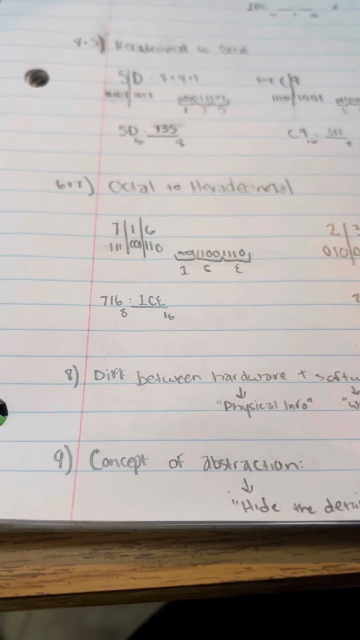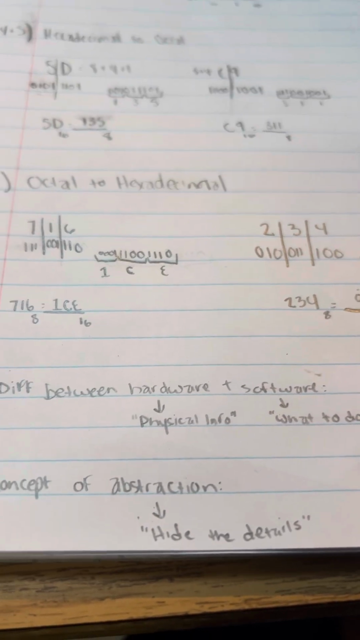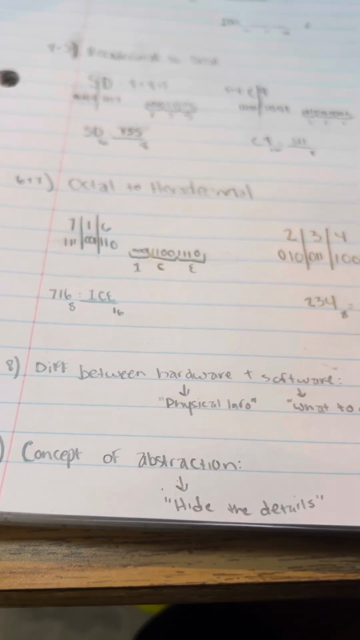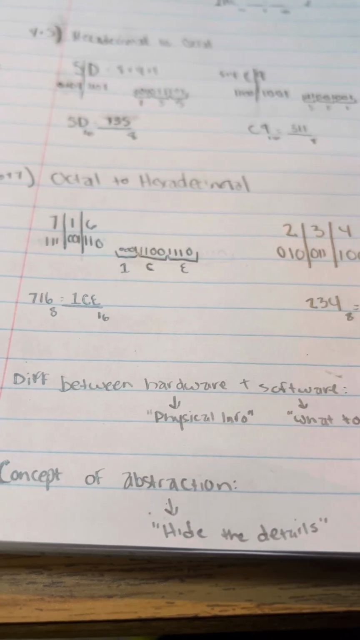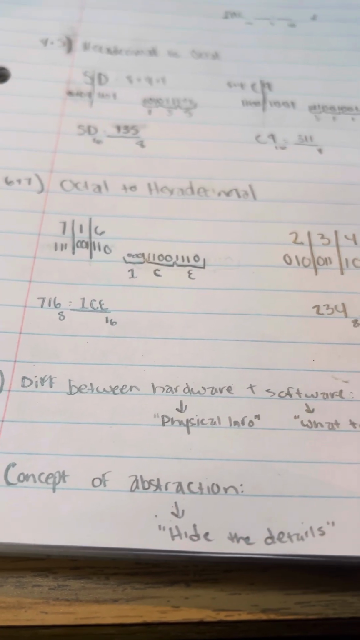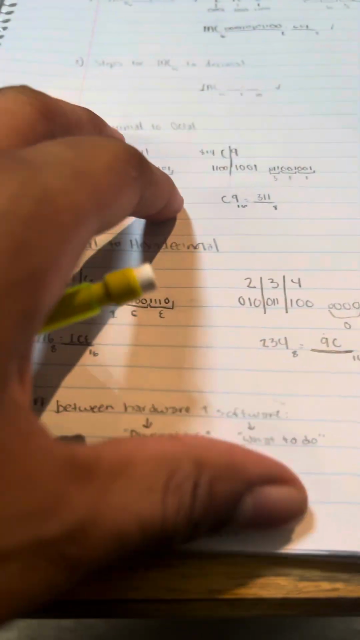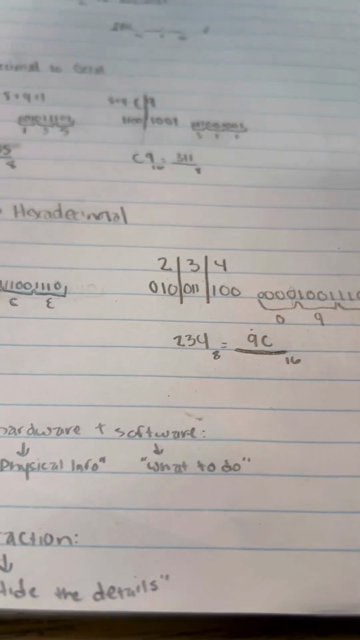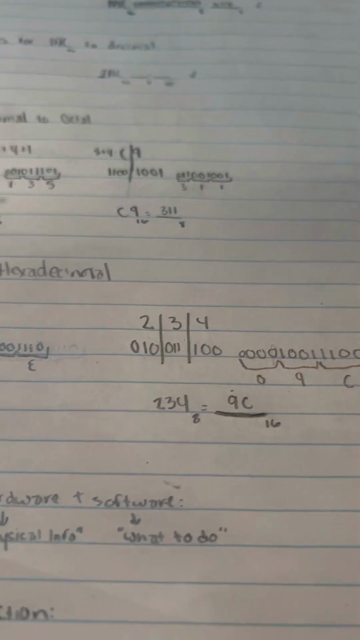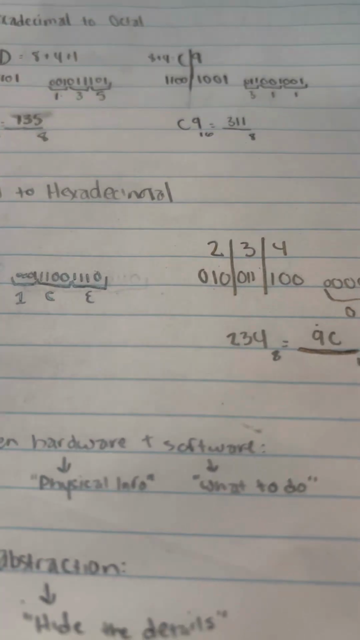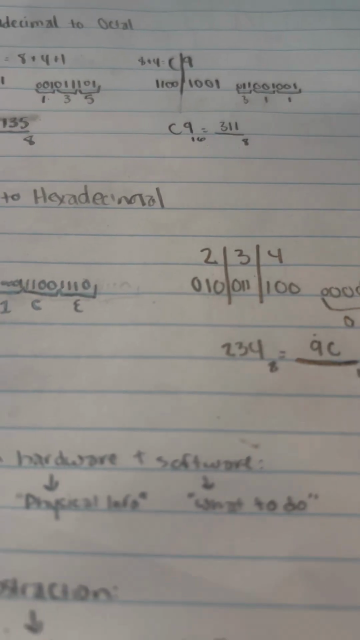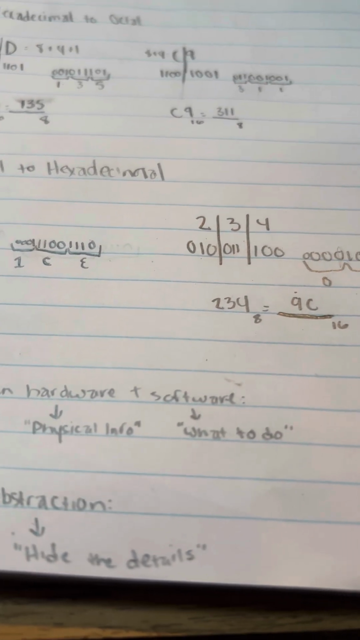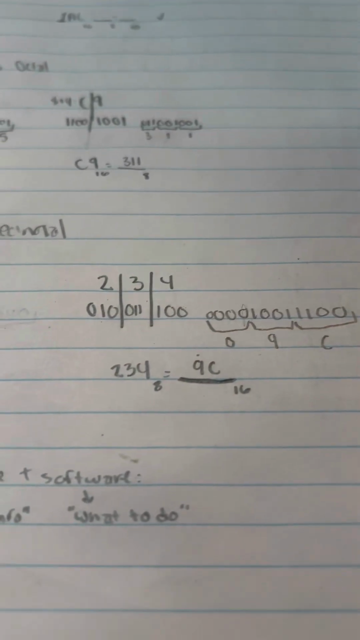For number 8, we have the difference between hardware and software. The simple meaning of hardware is the physical parts within the computer. And software is basically telling the hardware what to do. So one more time, the hardware is the physical part of the computer, and the software is the coding, or pretty much telling the hardware what to do.